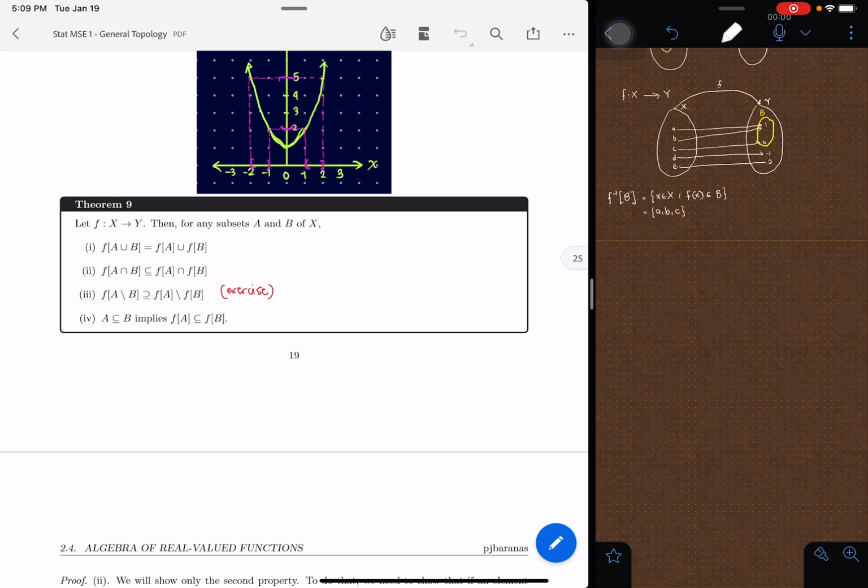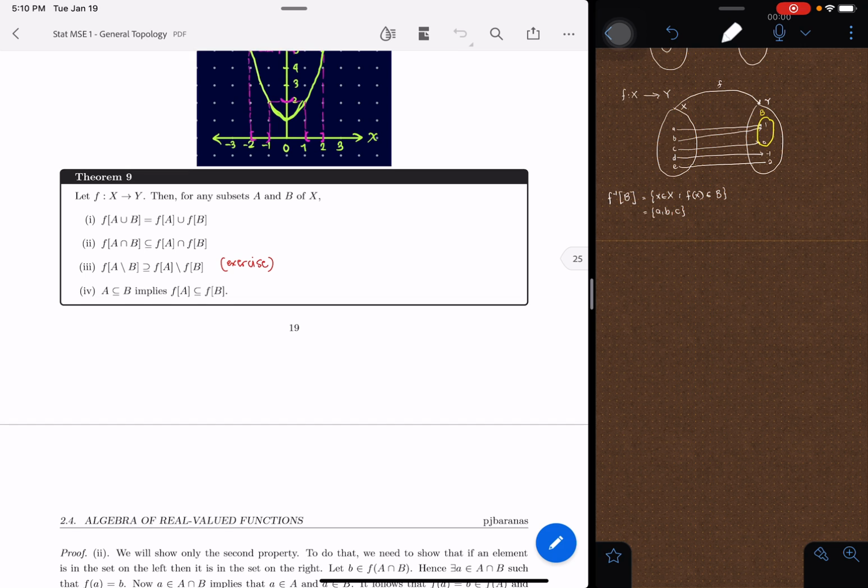So in number 1, the direct image of the union of the sets A and B is just equal to the image of A union the image of B. Okay, but in number 2, the image of A intersection B is only a subset of the intersection of the image of A and the image of B. In number 3, the image of A minus B is a larger set compared to the image of A minus the image of B. And lastly, in number 4, if A is a subset of B, then the image of A is also a subset of the image of B.